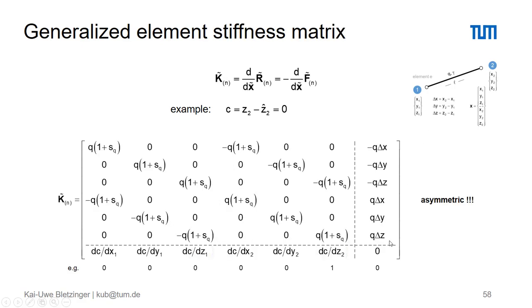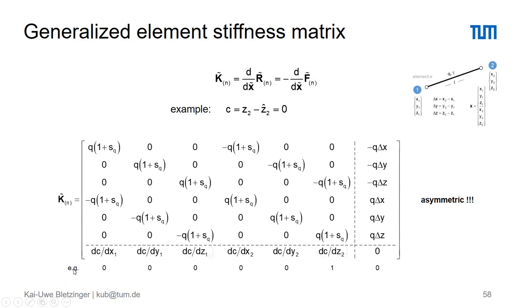And that's how the generalized stiffness matrix looks like for an element. We have in the first 6 columns and rows the stiffness matrix as before for the linear force density method, with the difference that we now scale the force density by this scaling procedure, as we just had introduced, with the scaling factor s_q.